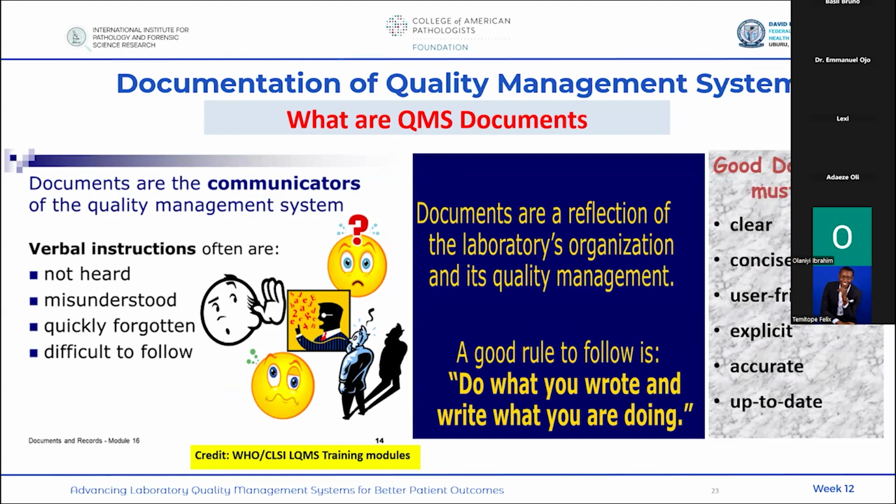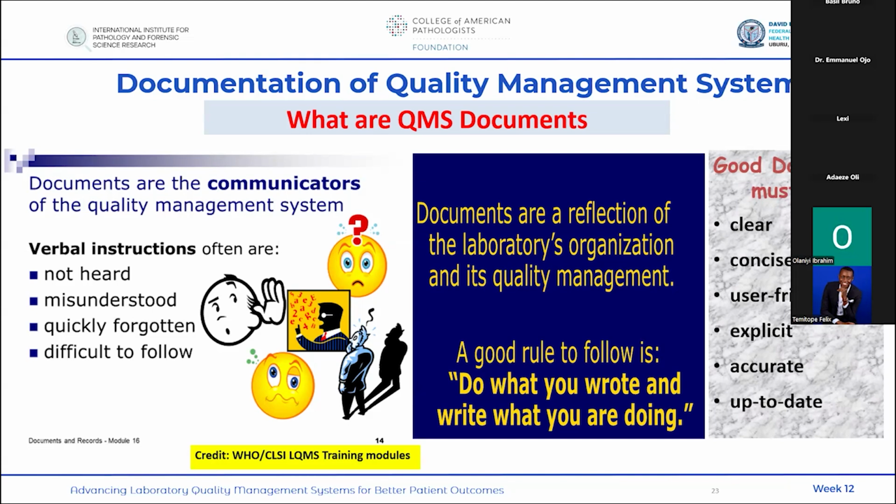So documents are the communicators of the quality management system. And this is essential because verbal instructions often are not heard, can be misunderstood, can be quickly forgotten or difficult to follow, and can be easily denied. He said, no, Mr. Lab Director, that's not what you said I should do. So documents are a reflection of the laboratory's organization and its quality management. So a good rule to follow is do what you wrote and write what you are doing.